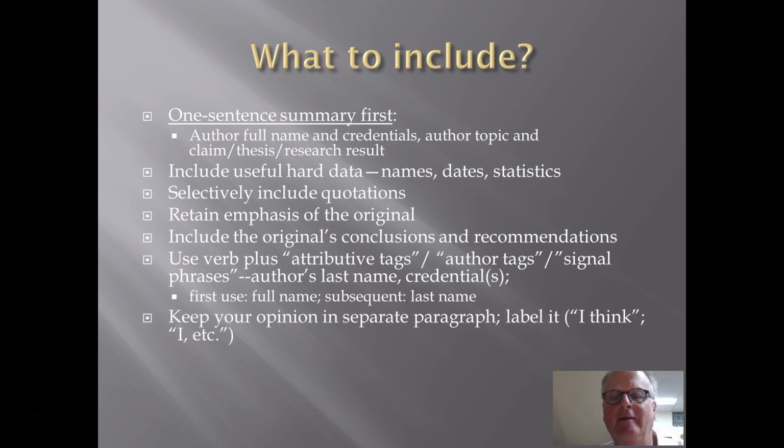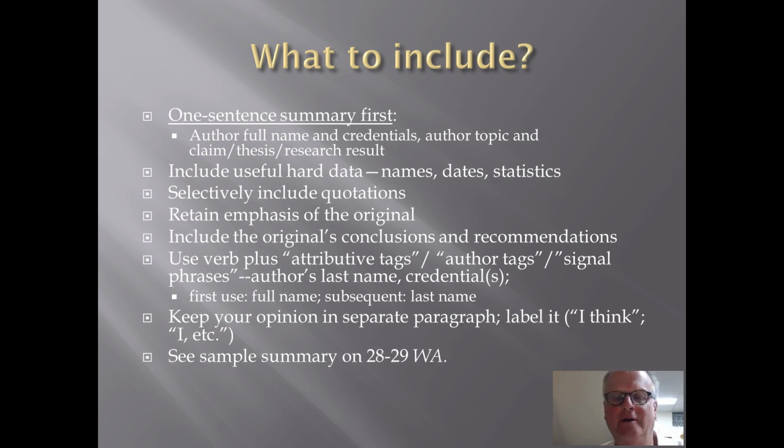Keep your opinion in a separate paragraph. Sometimes you can use first person to do that. Sometimes you can use a verb. And we'll talk about this when we talk about integrating sources and writing paragraphs later in the course. For the summary assignment, don't worry about your own opinion. You're just trying to get down the content of the article.